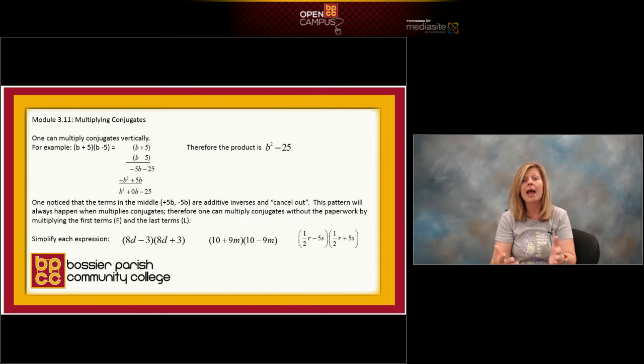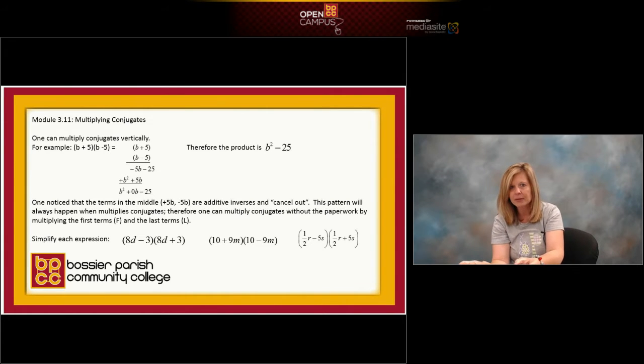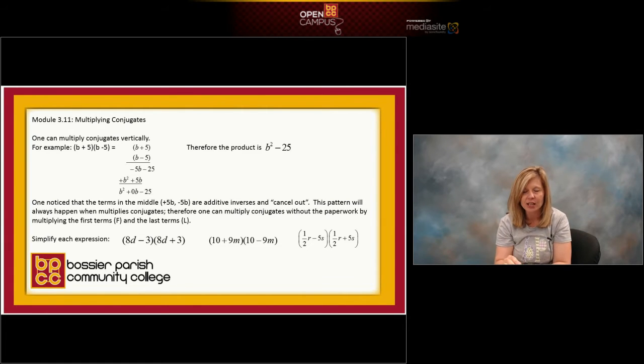So if you look in your notes at your first example, I want to multiply b plus 5 times b minus 5. First of all, I want you to notice they are both binomials. They have two terms each. The second thing I want you to notice is they're conjugates of each other. They both have first the letter b. They both have last the number 5. But in the middle, the symbols are different. One is a positive, one is a negative. So we know that we are multiplying conjugates here.